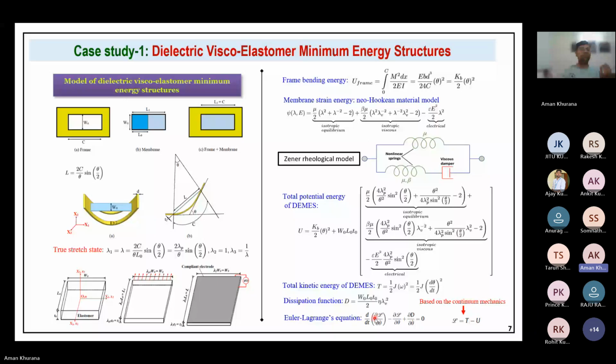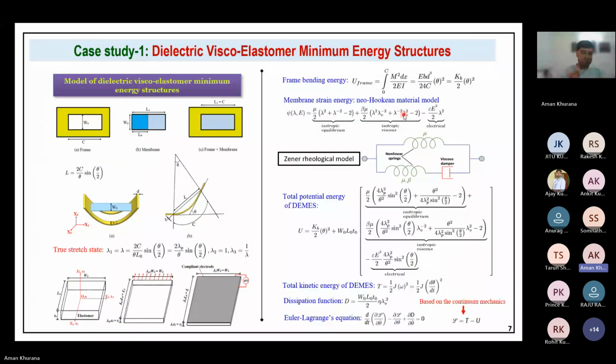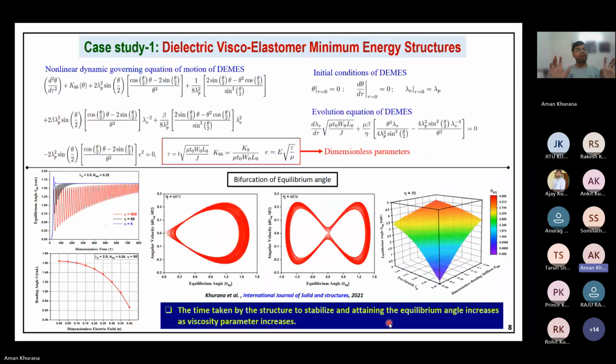So by putting in this value of potential energy and kinetic energy, we obtain this complex non-linear dynamic governing equation of motion of the DMS actuator. So that is one thing. Second thing is that lambda viscous is here. That is an internal variable that comes into the picture because we are incorporating the viscous effect of this membrane. Again, implementing the Euler-Lagrange equation of motion with respect to lambda viscous instead of theta, we again obtain an evolution equation of the DMS actuator. So we have one governing equation and one evolution equation.